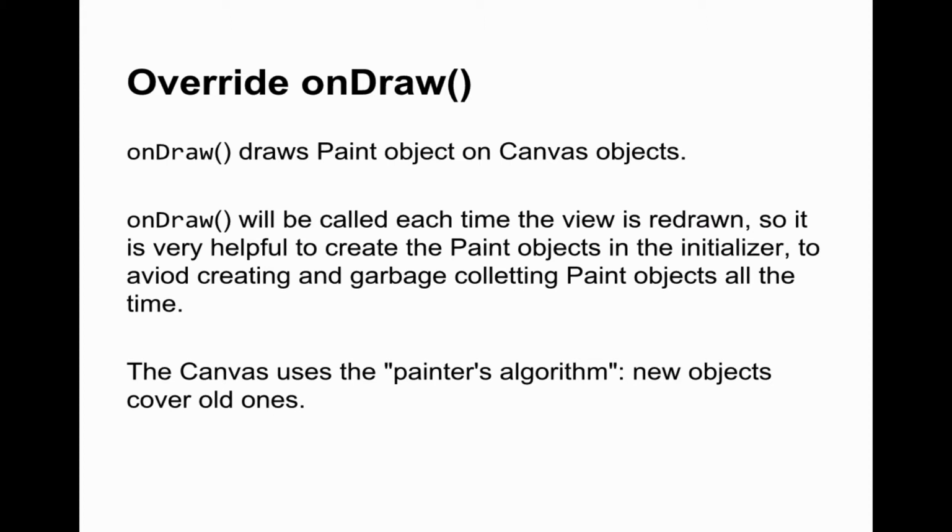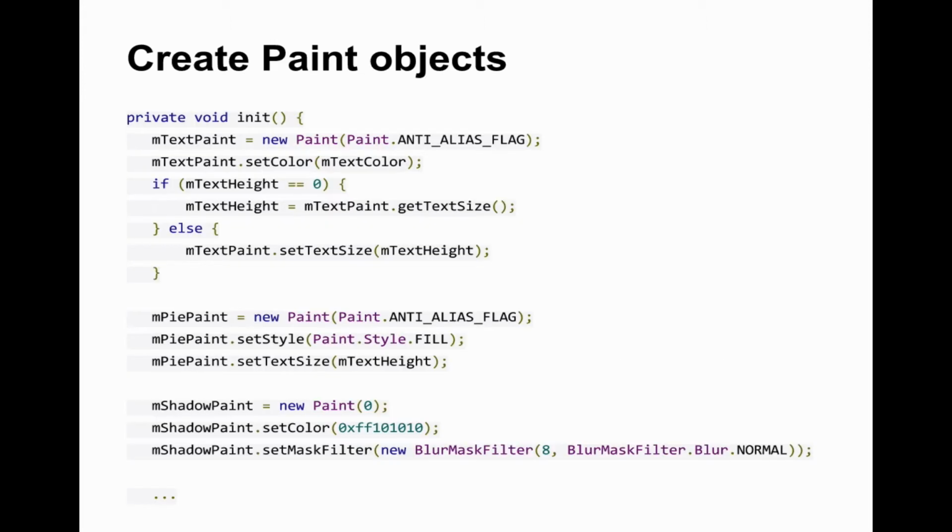The canvas uses the painter's algorithm, which is a very nice algorithm where what comes later is generally on top of what's before, okay? So if you want to superpose things, that's how it works. So this is how you can create paint objects. You do it in the initialization method, okay? You say, this is my new text paint, which is a paint with an anti-alias flag. I can set the color. I can set the text, I can set the text height.